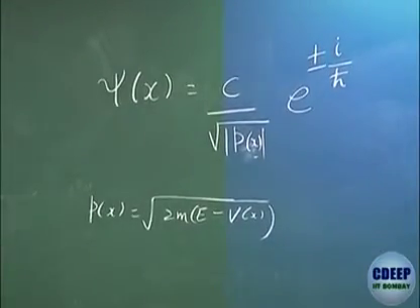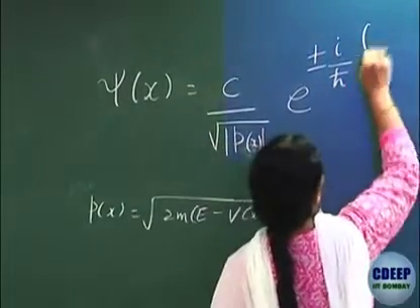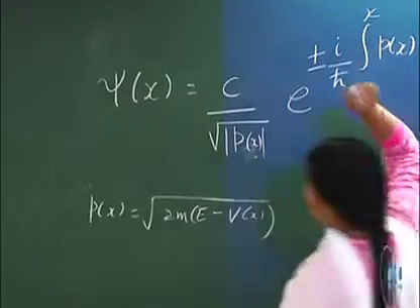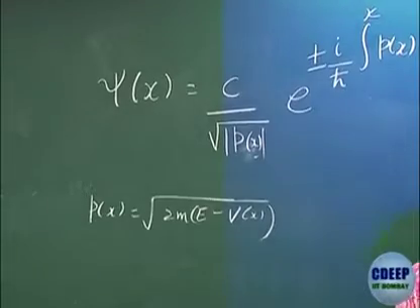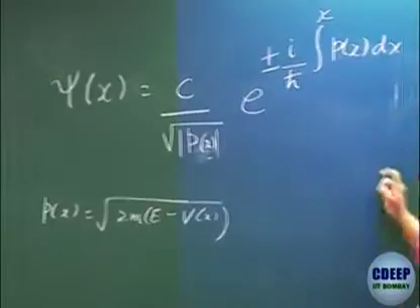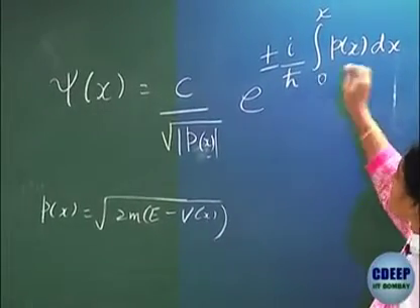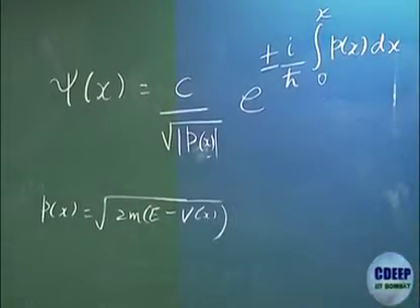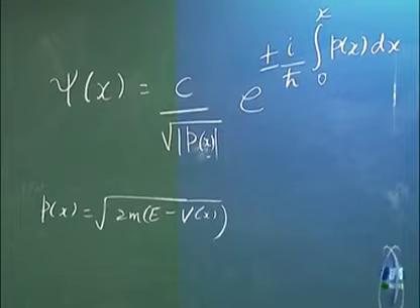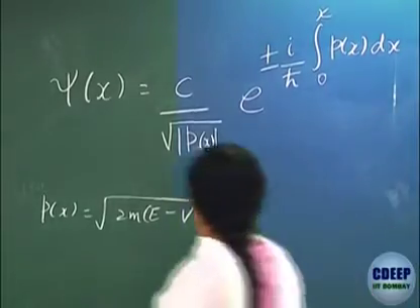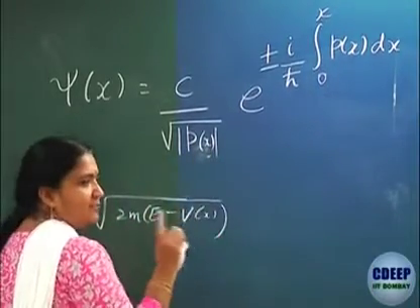right, times the integral of P of x dx, where the upper bound is x and the lower bound depends on your starting point. Depending on the problem we do, if I am doing the particle in a box from 0 to A, I would have put it from 0 to x as the most general solution for the specific problem. If I do some other problem of minus infinity to plus infinity, you have to be careful. So there is something which I want you to think.